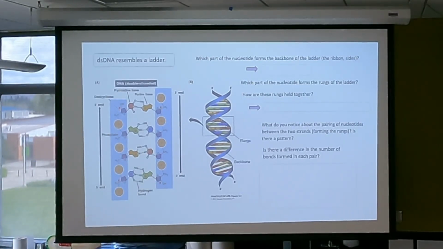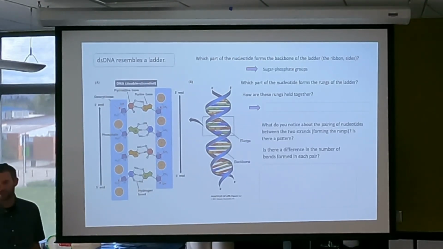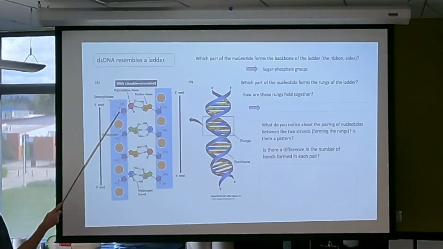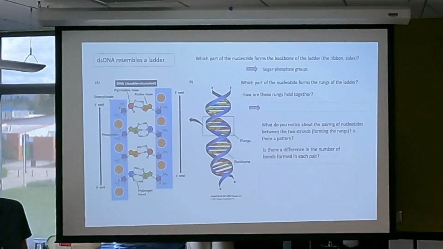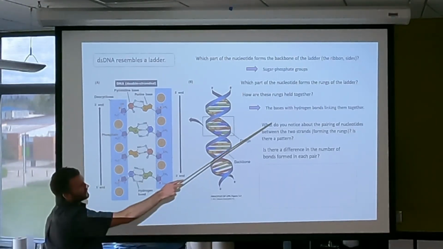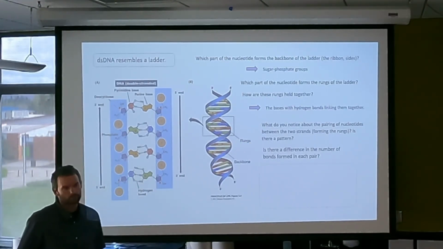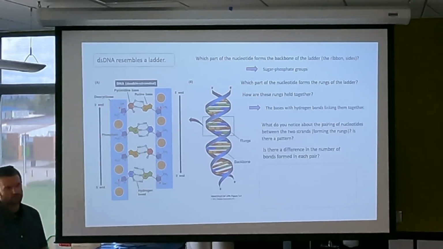So the answer to that question, what forms the backbone of the ladder? Those are the sugar-phosphate groups. Here's the sugar, there's a phosphate. There's a sugar, there's a phosphate. Sugar, phosphate. And then what forms the rungs of the ladder? The nitrogenous bases, with hydrogen bonds holding them together.